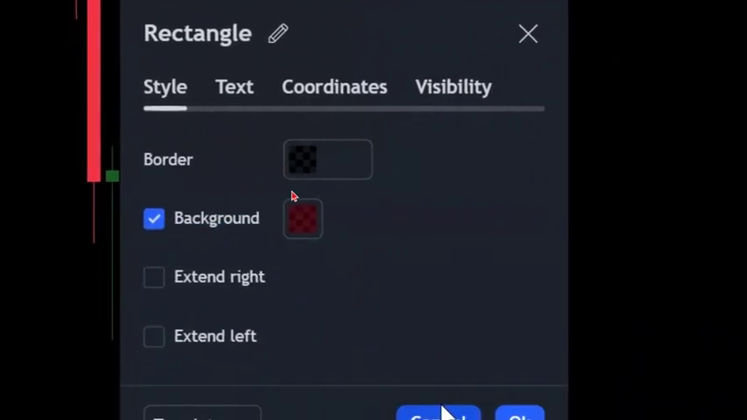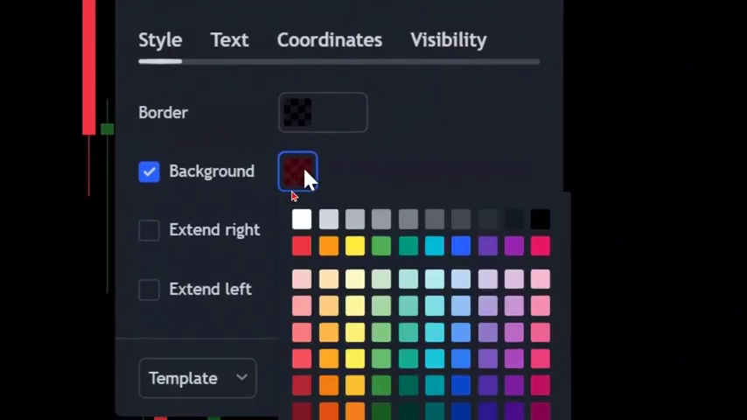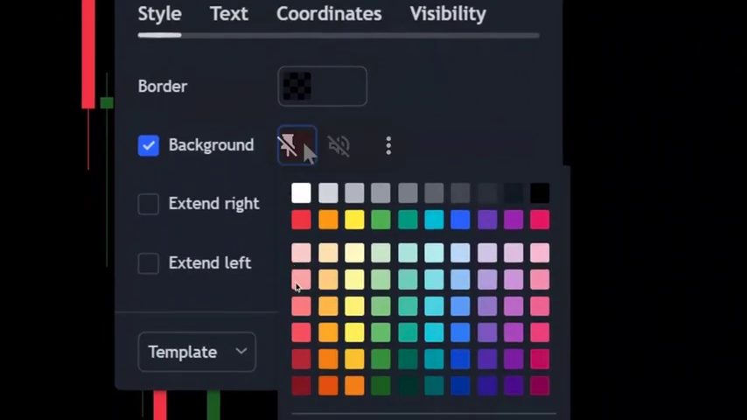So click on background. Make it like one of those light reds. Scroll down. Yeah, go up, go up. Yeah. Maybe go up one more. Maybe that one right there. Yeah. Click on that one.